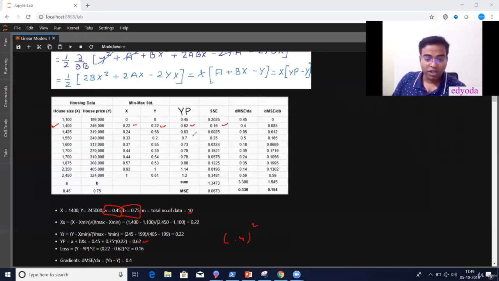So for each of these we calculate the SSE here. And what is your RSS? It is the sum of all these values, that is what boils down to 1.3473. Sum of all this. Now let's proceed further.